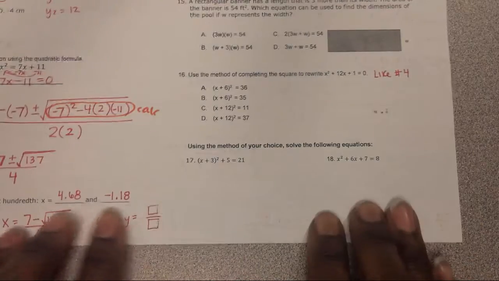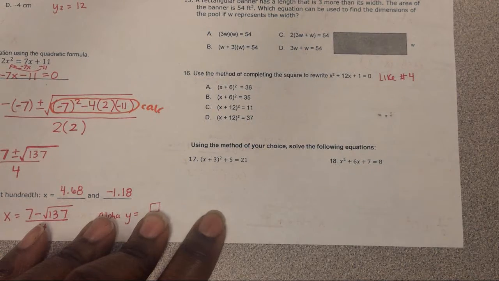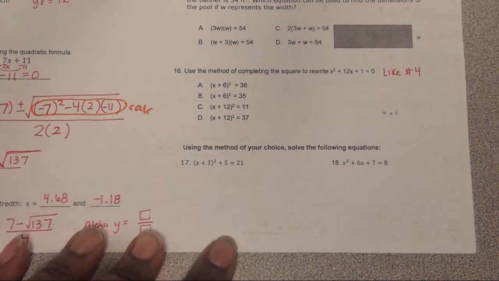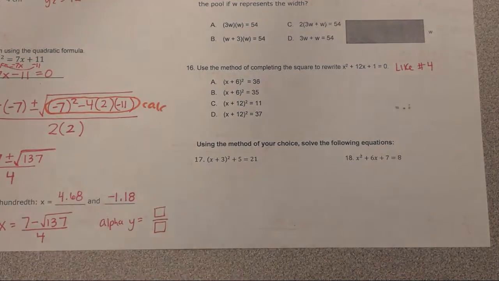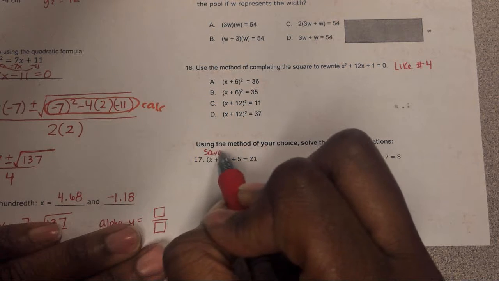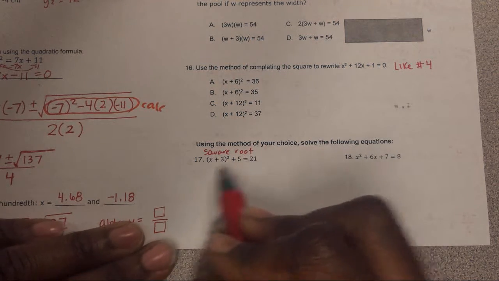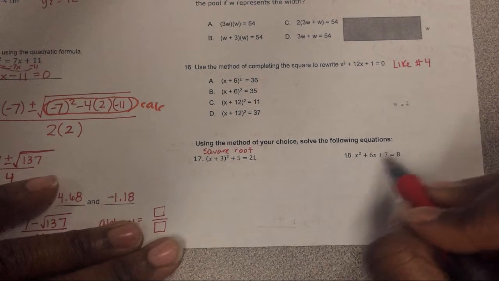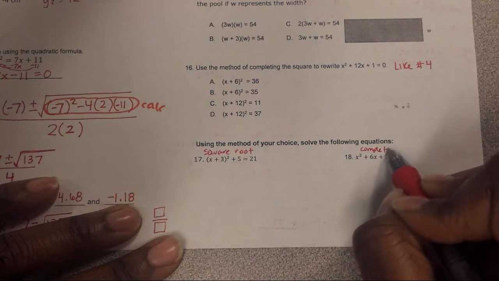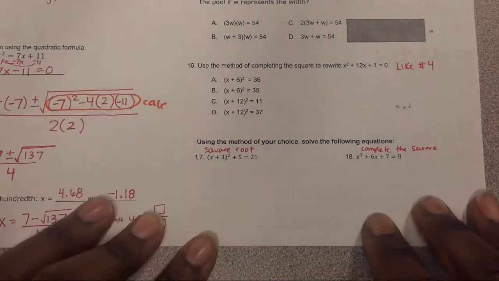Okay. These two down here, yes, you're going to be required to use a method of your choice to do the test questions. So this one right here, I see parentheses. I would use square root method for that one. Or you can try using the calculator to see if the answers are whole numbers. Then this one over here, I would probably use complete the square, because I'm not sure if factoring is going to work, but complete the square should work for that one.